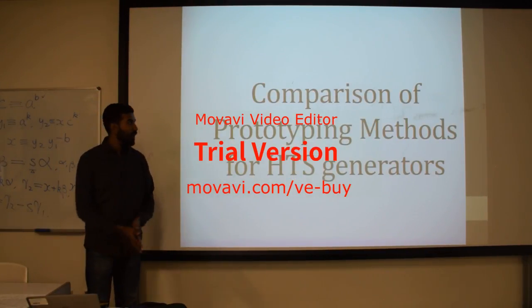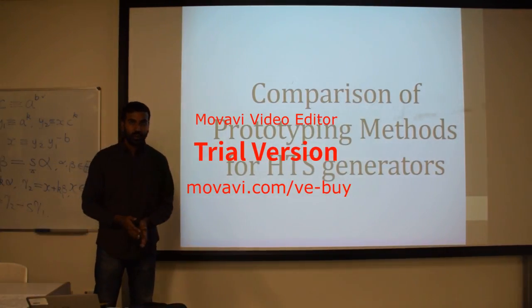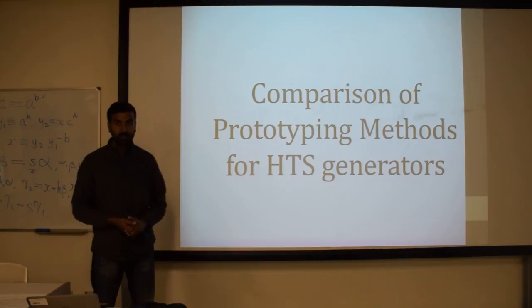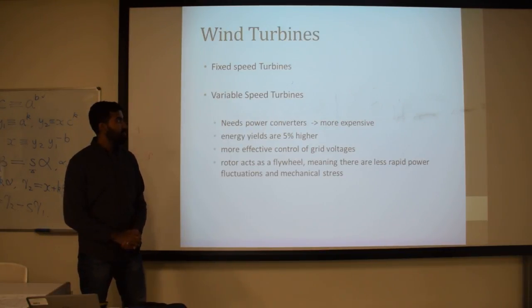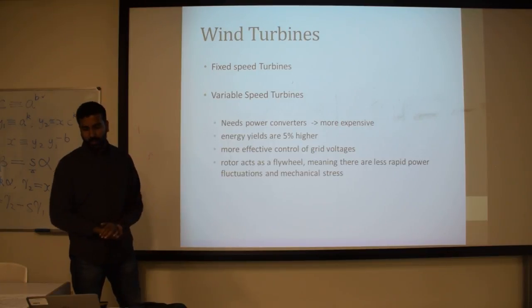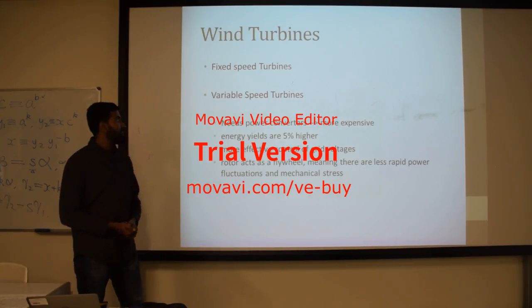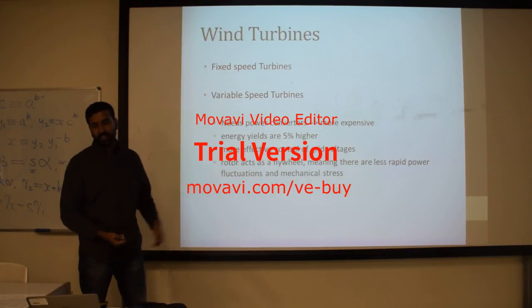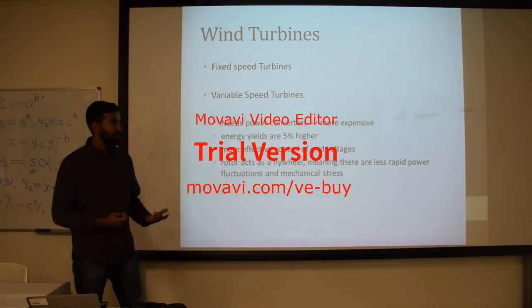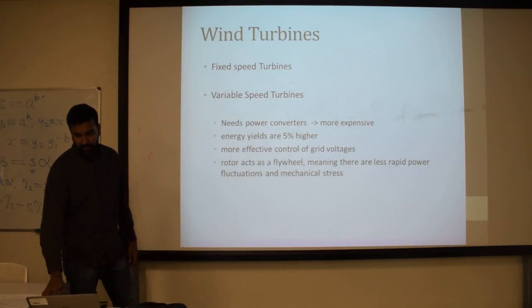Hi, today I'll be taking you through my research project, which is the comparison of prototyping methods for HTS generators. Firstly, we have two types of wind turbines, the fixed speed turbines and the variable speed turbines. Due to a number of reasons such as high energy yield, most of the generators being used today are variable speed turbines.